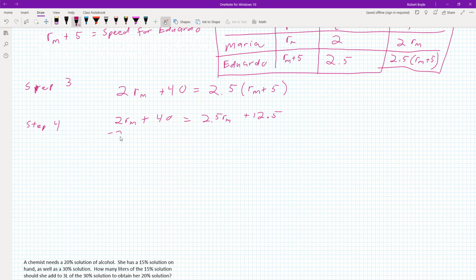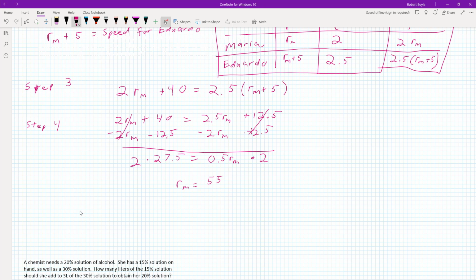So we're going to subtract 2 r sub m from both sides using the additive property of equality. And then we're going to subtract 12.5 from both sides. And if we do, these cancel, and we have 27.5 over here. And that's going to be equal to 0.5 times r sub m. So now we could multiply everything by 2. And if we do, we will have that r sub m is equal to 55 miles an hour.